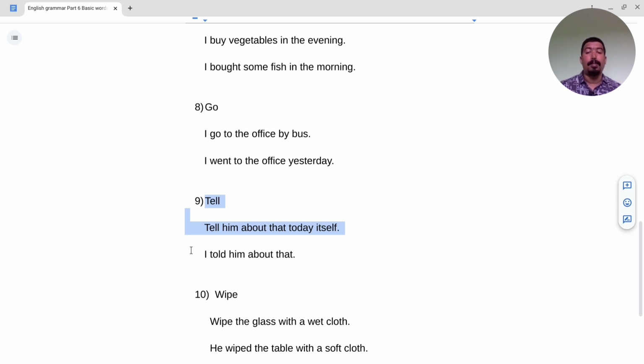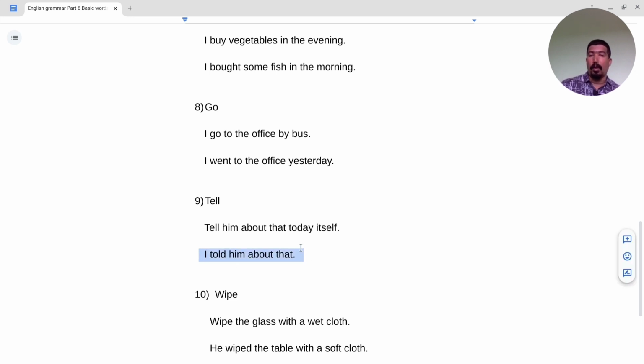You can read the sentence along with me. I told him about that. Who told him about that? I told him about that. I did it. I already passed that information. I informed him something, or I passed that information. That is the word, I told him. Tell, past form is told.